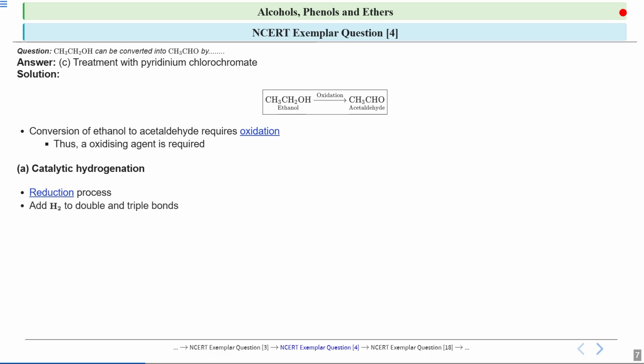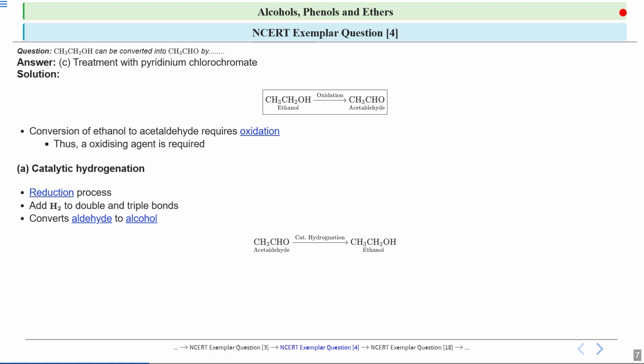So what is happening in this catalytic reduction? It adds H2 to double and triple bonds. Hydrogen molecules are added to double and triple bonds. This process is used to convert unsaturated compounds to saturated ones, like turning alkenes to alkanes. So this is a reduction process. It will convert your aldehyde to alcohol. So this is the reverse of the desired reaction. You have to convert your alcohol to aldehyde, but this is just the reverse.